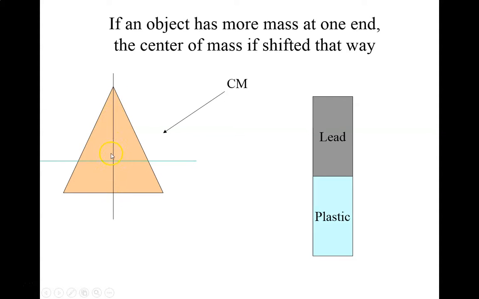But here we've got a triangle. I can't draw a second line of symmetry. It's going to be shifted more towards the weightier base and away from the lighter tip. If we had an object that was a bar made of half lead and half much lighter plastic, I could draw a line of symmetry down through the object, and I know the center of mass would lie somewhere along that line. And it's going to be shifted towards the heavier lead and away from the much lighter plastic.